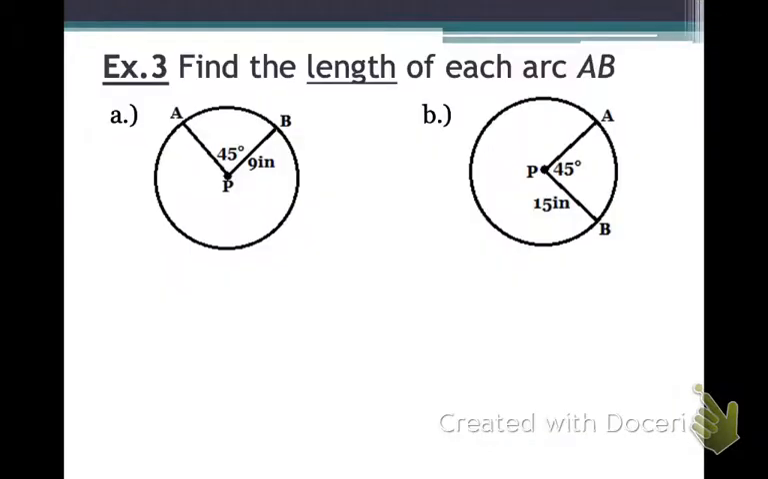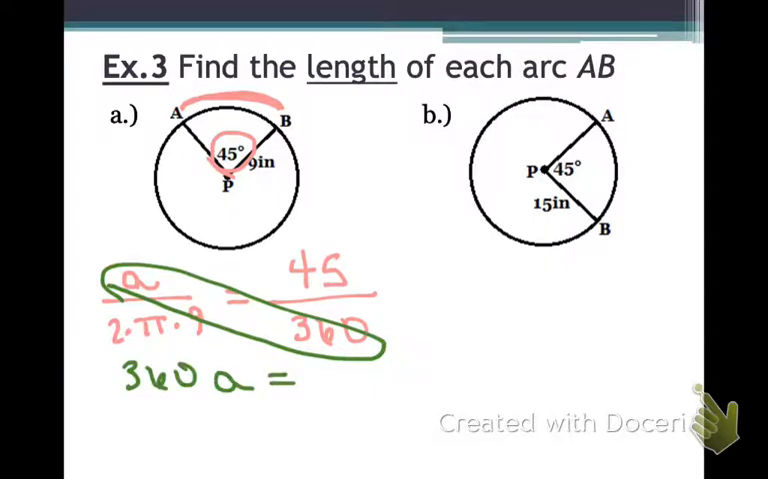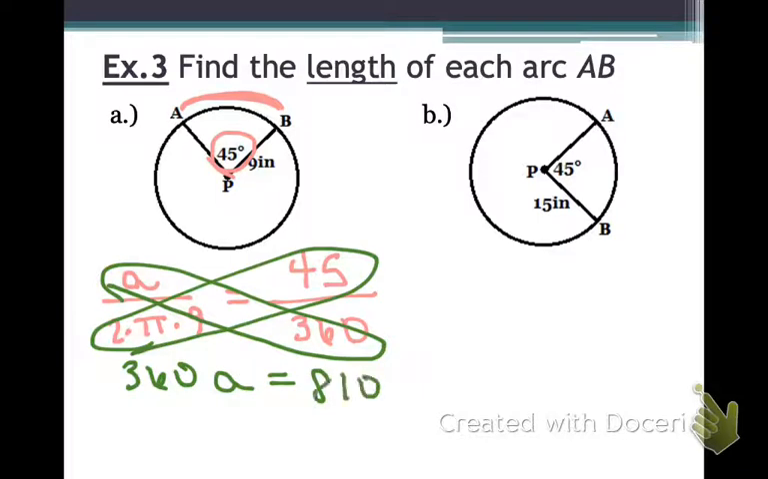So let's try one. I want to find the length of arc AB in both of these. So I'm talking about this here. From here to here, how long is that portion of the circle, that length right there? So I'm going to use A for arc length over 2 pi r. So that's 2 times pi times 9 equals the degree measure, which I've told you was 45, and it always goes over 360. Now I want you to cross multiply. So I have 360 times A equals, now I'm going to take 45 times 2 times 9, and that gives me 810 pi.